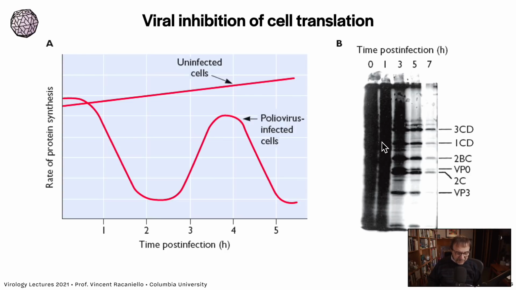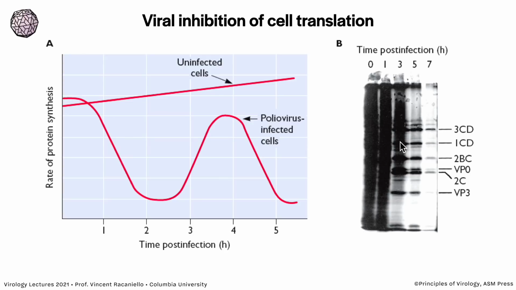But at 1 hour, 3 hours, you can see the schmear is going away. That's a technical term, by the way, schmear. And eventually it's replaced by viral protein synthesis. So these other bands, which are labeled here, are viral proteins, replacing that of the host cell. And eventually the cells are dying here at 7 hours, so there's not much of any kind of protein synthesis anymore. So that's a nice illustration of shutoff of host translation.